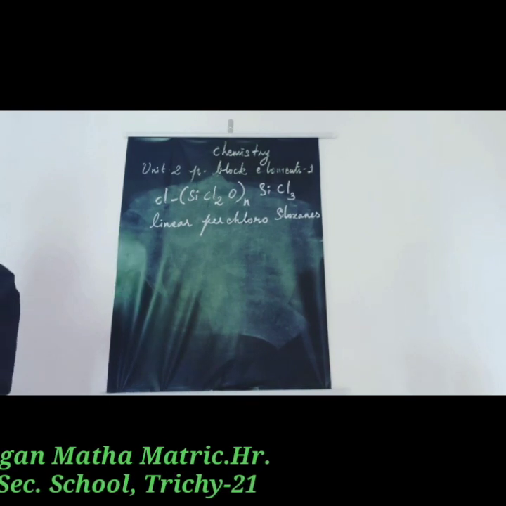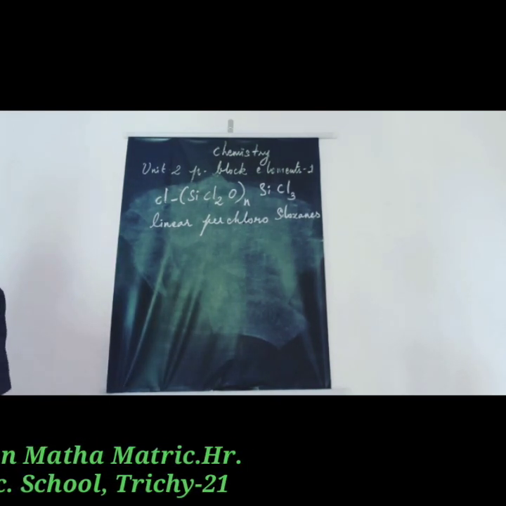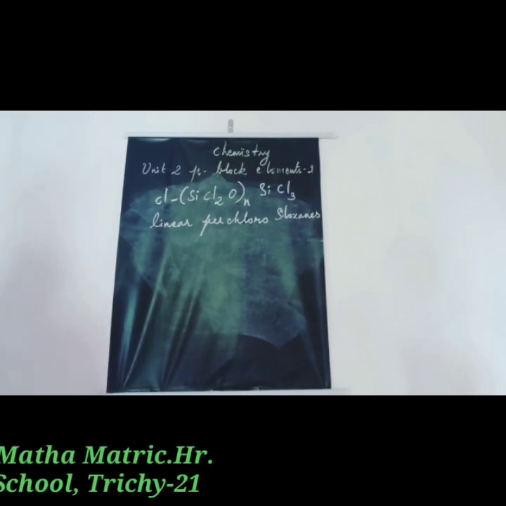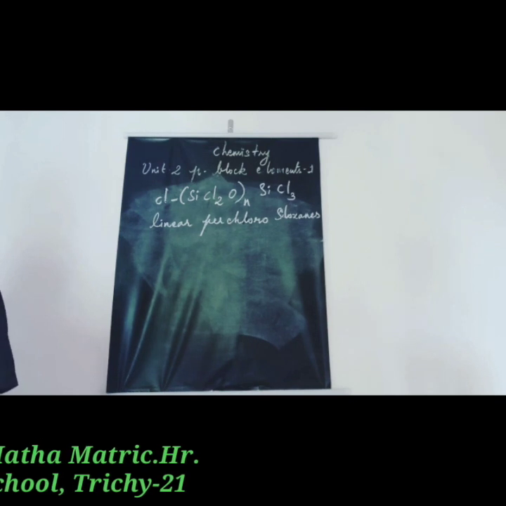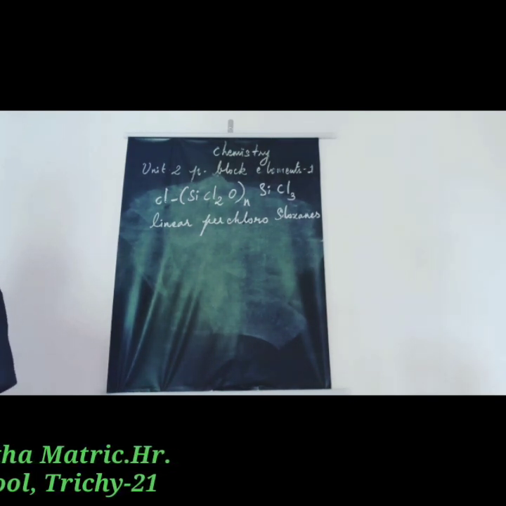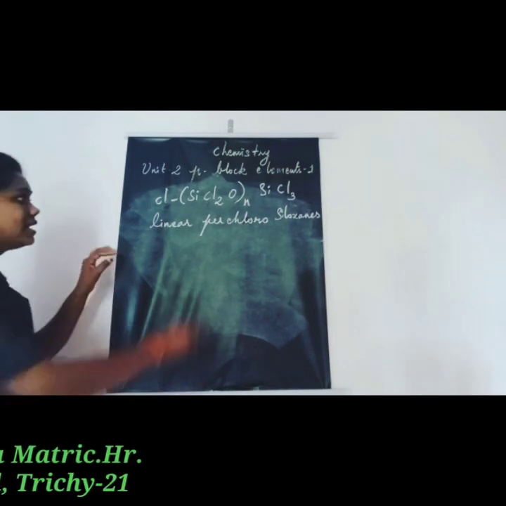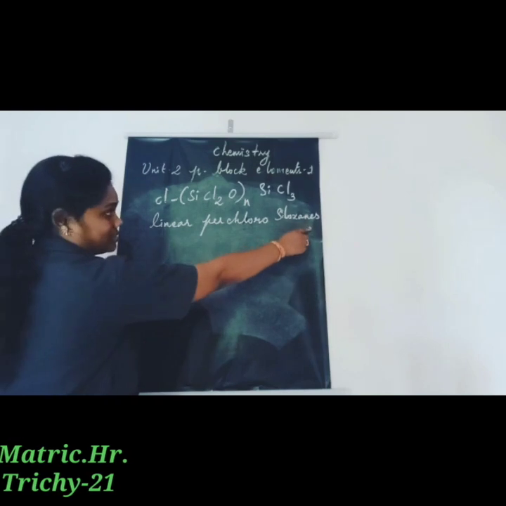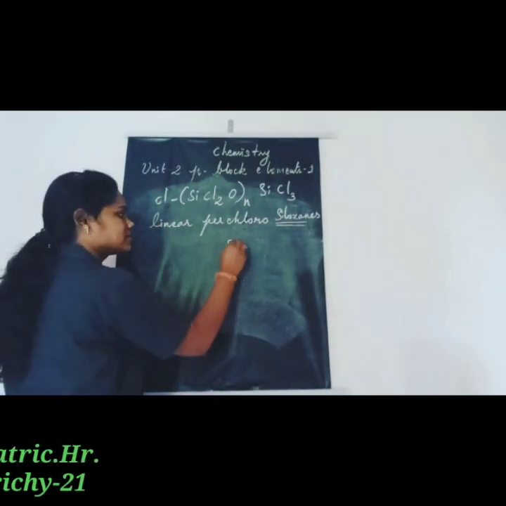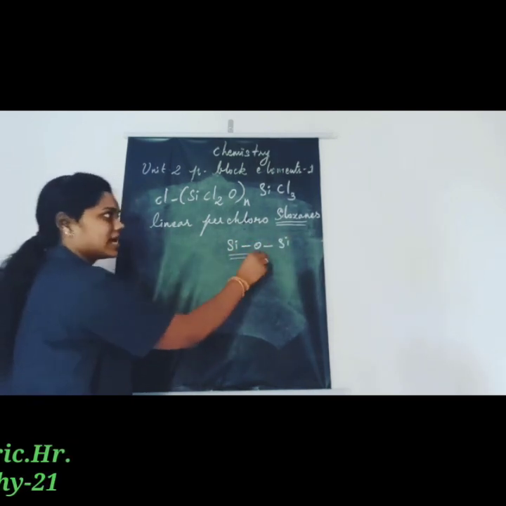When silicon tetrachloride is hydrolyzed with moist ether, linear perchlorosiloxanes are formed. That is Cl3Si(OSiCl2)nOSiCl3... written as Cl(SiCl2O)n SiCl3, where n is equal to 1 to 6. So here linear perchlorosiloxanes. The functional group of siloxanes is Si-O-Si. So this is the functional group of siloxanes.